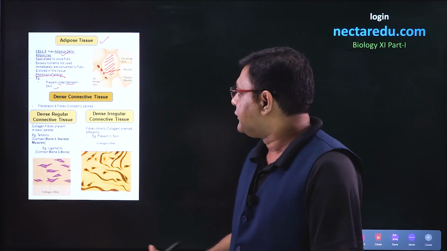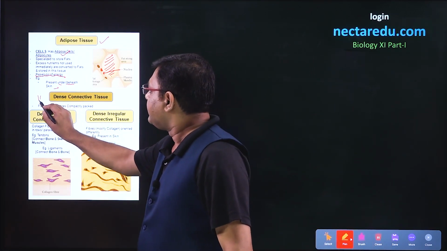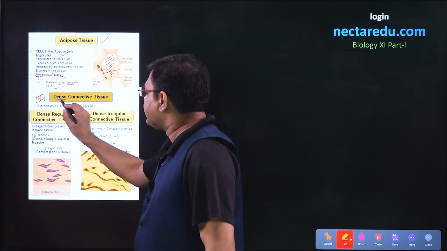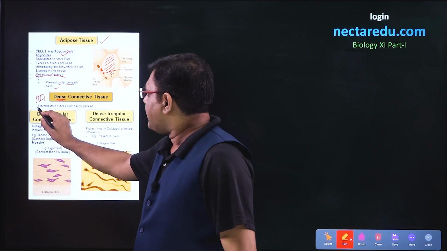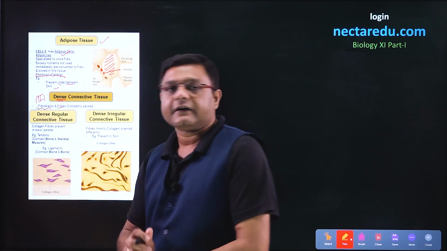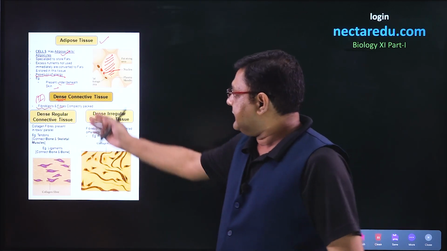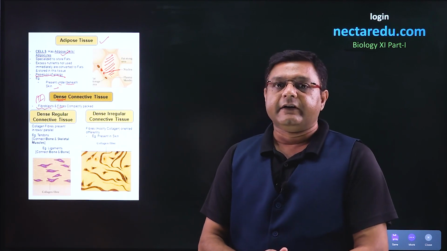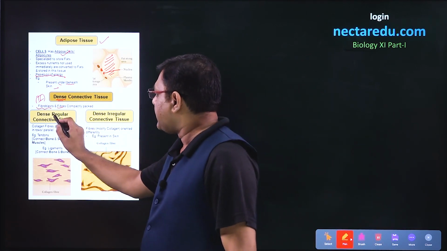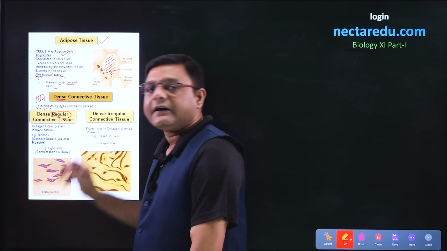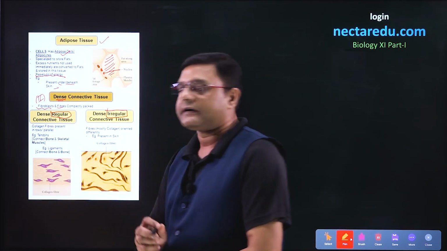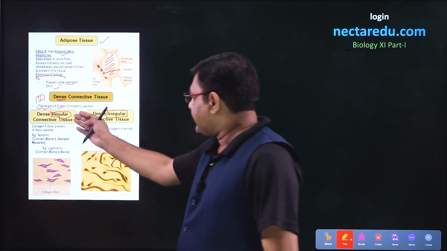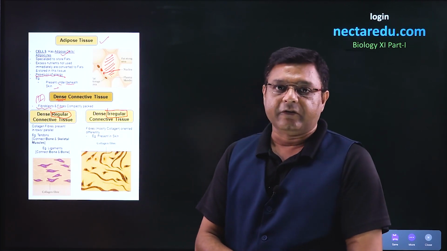After this, coming to the second type of connective tissue, that is dense connective tissue. In dense connective tissue, fibroblasts or fibers are compactly packed. Dense connective tissue can be divided into two parts. The first part is dense regular connective tissue and the second part is dense irregular connective tissue. The difference lies in the arrangement of fibers.